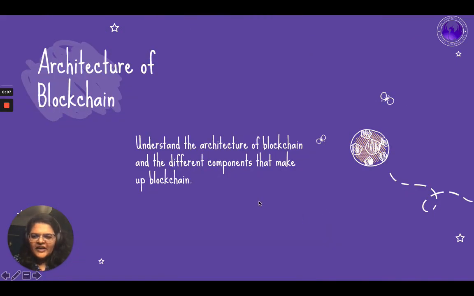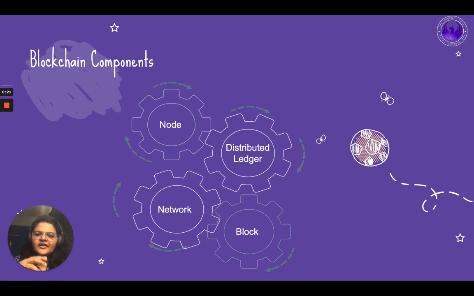Hello everyone. In this session, let us understand a little bit about the architecture of blockchain. By architecture, in this session, I will try to explain what are the different components that make up blockchain. Let's take a look at these components or these terminologies that you might have heard popularly.